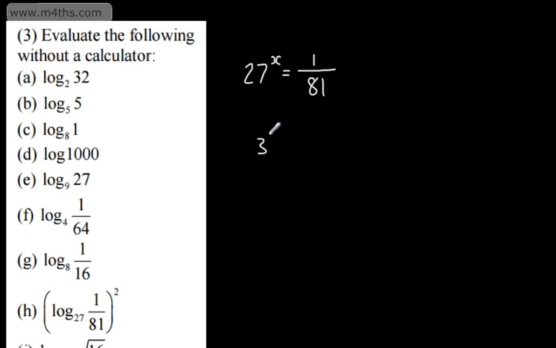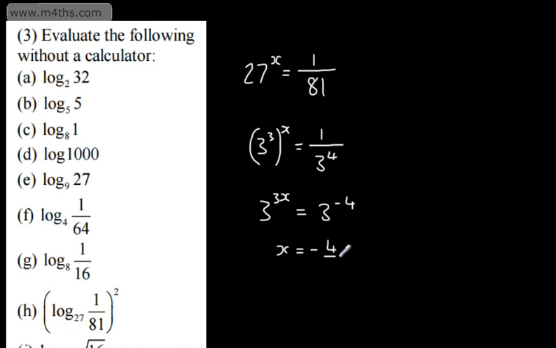So these are powers of 3. So what have I got? I've got 3 cubed to the power of x. And then I've got 1 over 3 to the power of 4. So we can say now 3 to the power of 3x is going to be equal to 3 to the negative 4. So we can say again from this that x is going to be equal to negative 4/3. So what we need to do here is just square that. So negative 4/3, and if we square that, what's that going to give me? That's going to give me 16 over 9.